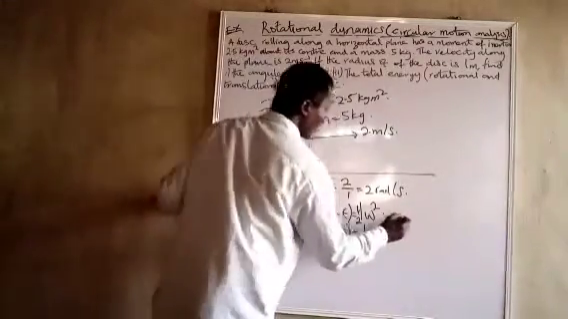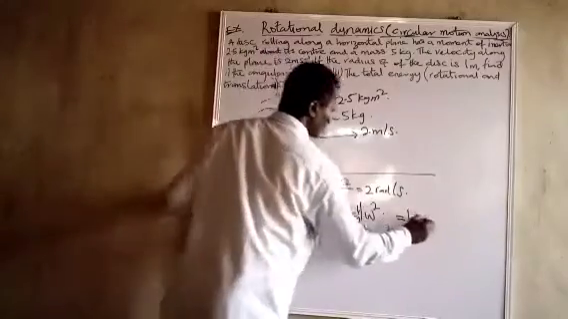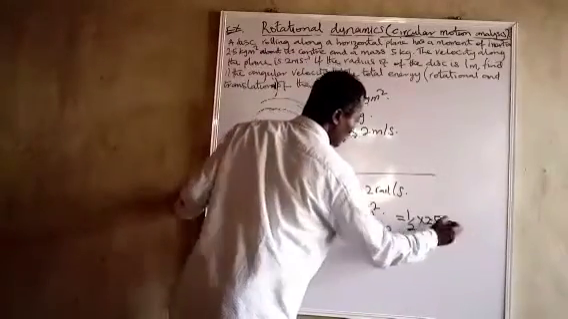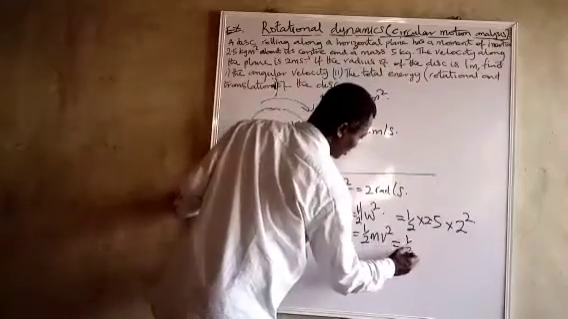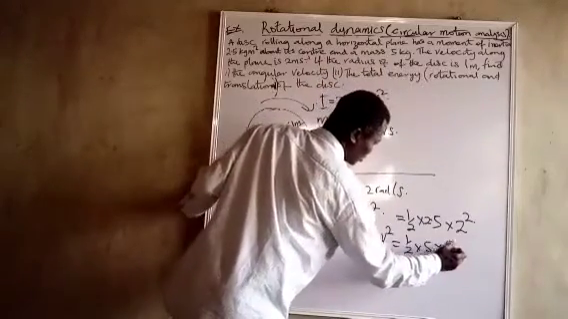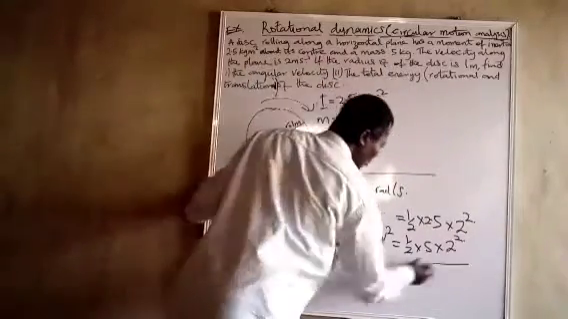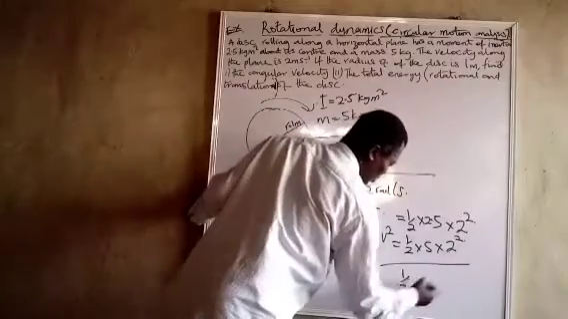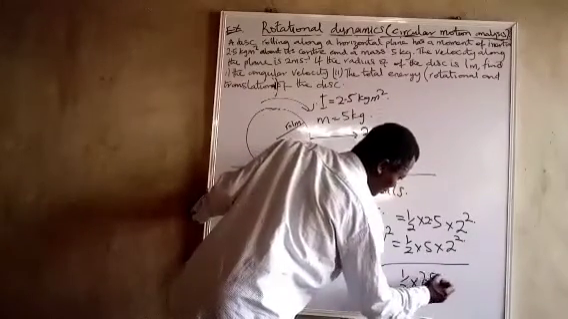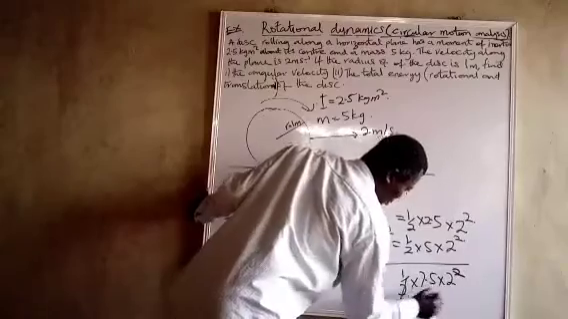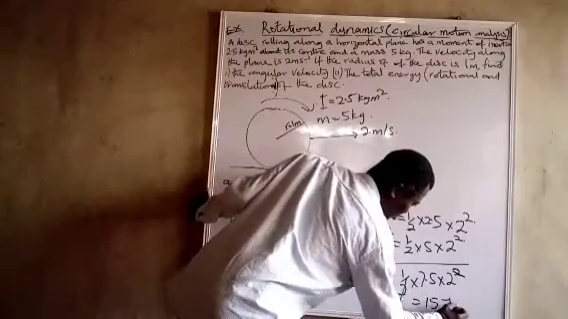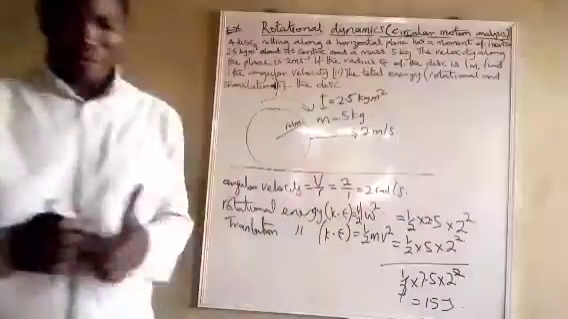So here we have half, what is I? 2.5. What is omega? 2 squared. This one is half times 5 times 2 all squared. So the total will be equal to half, because we have this in common, times 7.5 times 2 squared. So this one will give me 2, so I have 15 joules. That one gives me 15 joules.